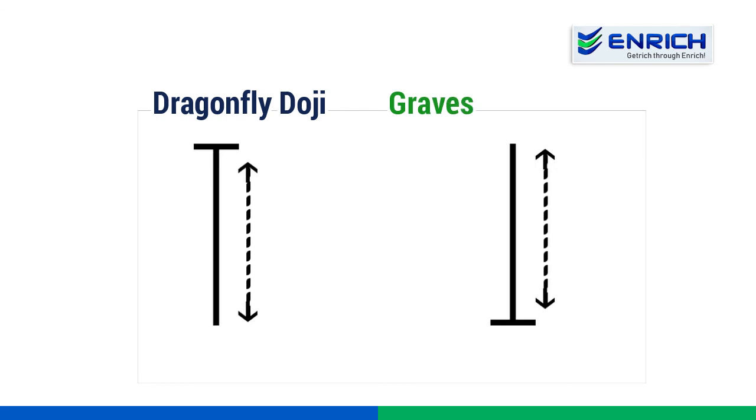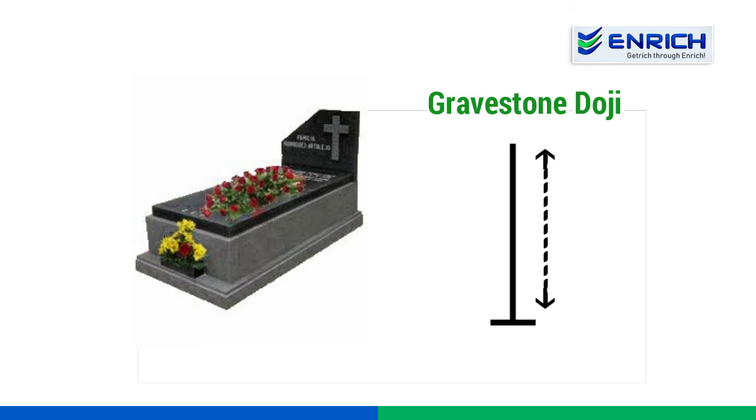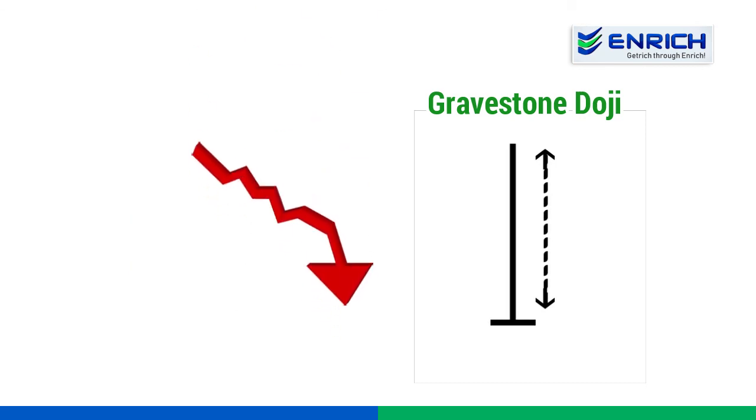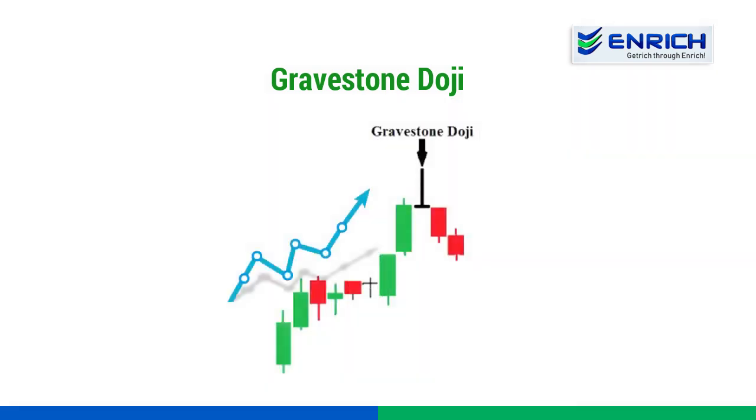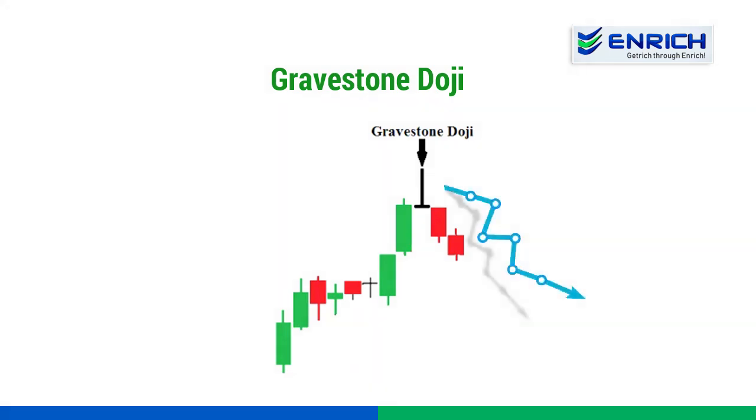The third candle here is a Gravestone doji. It's just the opposite of the Dragonfly doji. The name gives you a negative indication, right? And it indicates that the market is going down. Gravestone also has no body. It has a long shadow that goes all the way up, indicating the rejection of higher prices. This candlestick can be seen after an uptrend and shows a bearish reversal, meaning the market prices are falling.